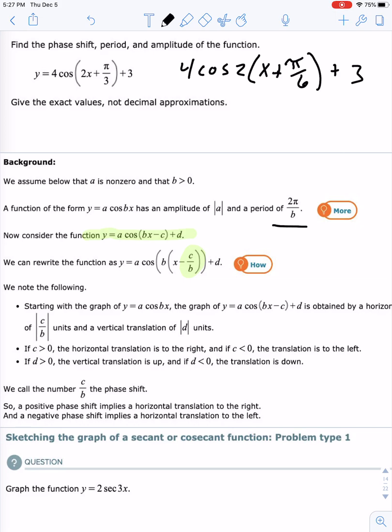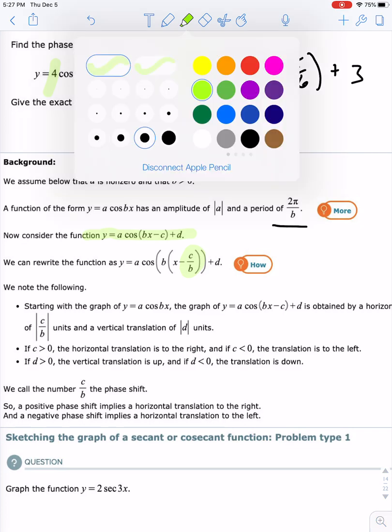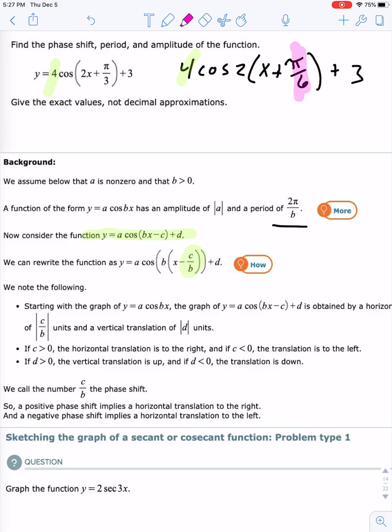It asks us to identify the amplitude. It asks us to identify phase shift. That's our shift left and right. Now that we have it in the proper form, we can easily identify the phase shift as pi over 6. So x plus pi over 6 is a phase shift of pi over 6 to the left. If we had x minus, that would be a phase shift of pi over 6 to the right. And then our plus 3 is going to shift the center line of this graph up by 3 units.